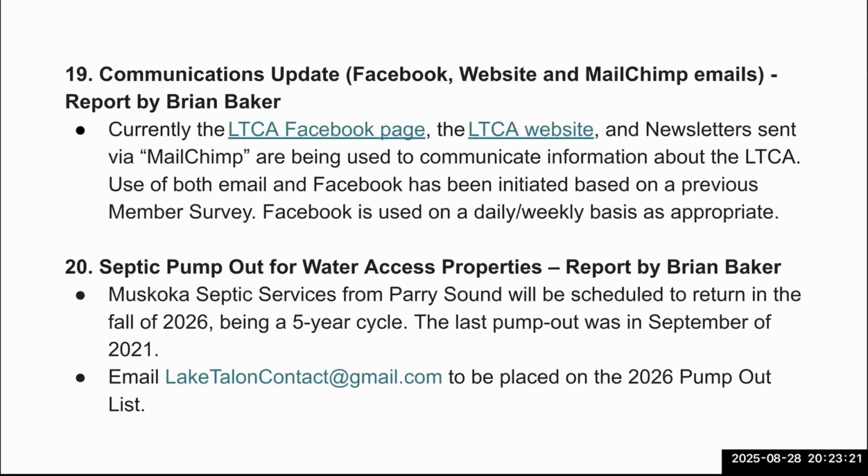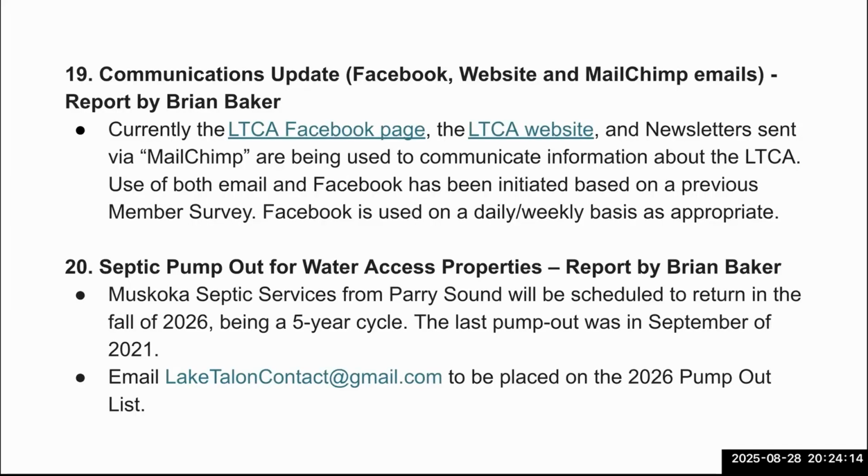Item number 20, septic pump out for water access properties. We have established a 5-year cycle. Certainly not everybody decides to pump out their septic tank every 5 years because of just a partial year's use, but we found that's working well. Some people go on a 10-year cycle. So next year is the year. Muskoka Septic Services from Parry Sound have confirmed they will be willing to come back next year, usually in late September. I haven't got a cost. We get the cost basically before they come up, but based on 5 years ago, we're probably going to be up around $1,400 per 1,000 gallons plus HST.